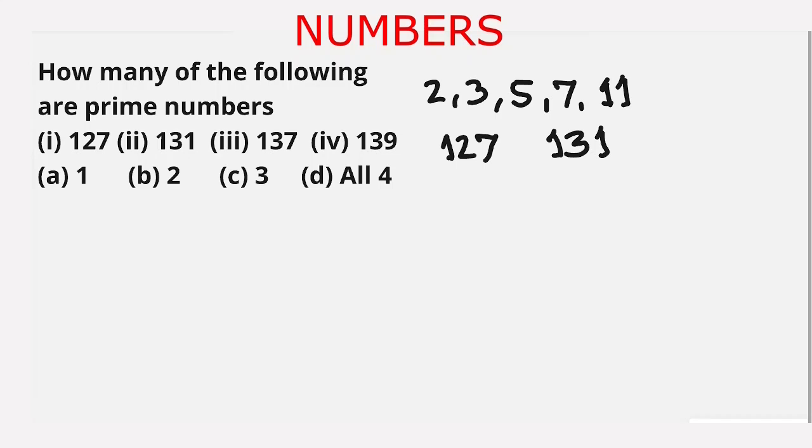7 times 1 is 7, and 13 minus 7 is 6. We carry it, which is 61, and 7 times 8 is 56. 61 minus 56 is 5. Hence it is not divisible by 7, because the remainder left over is 5.